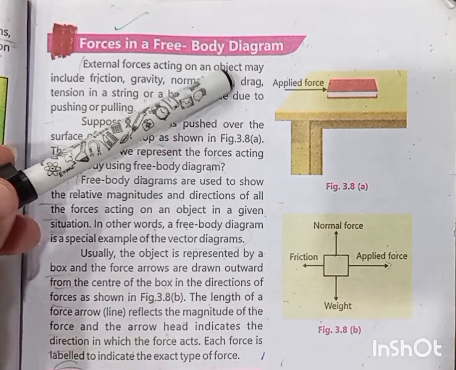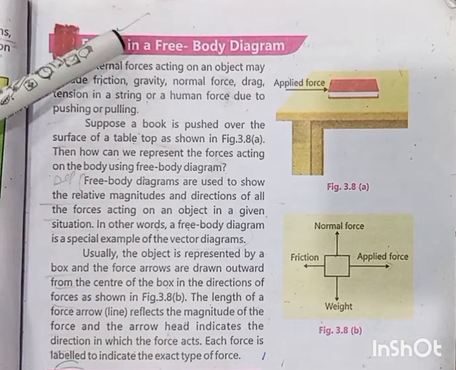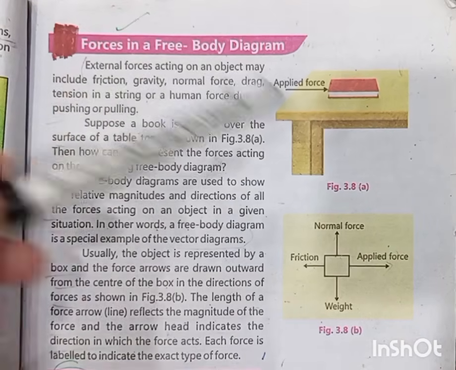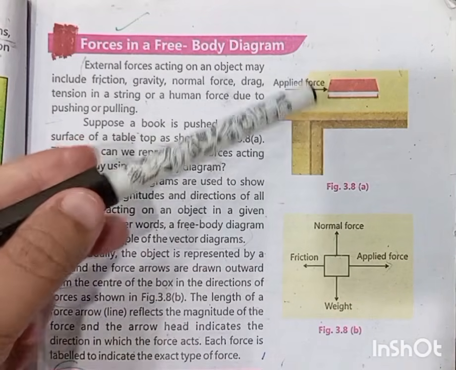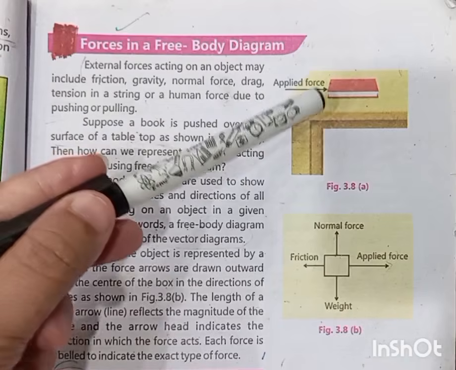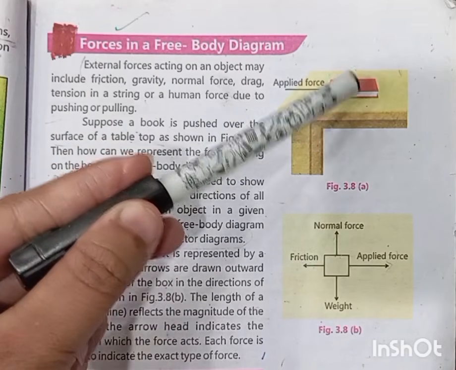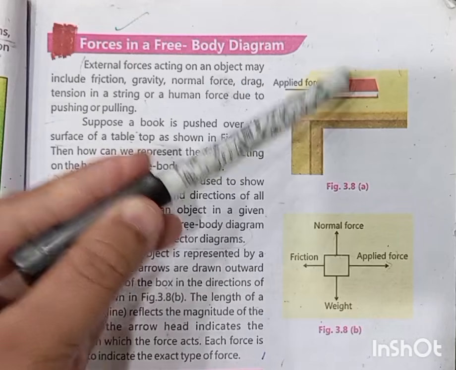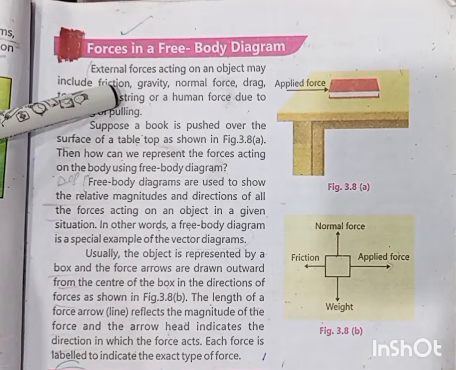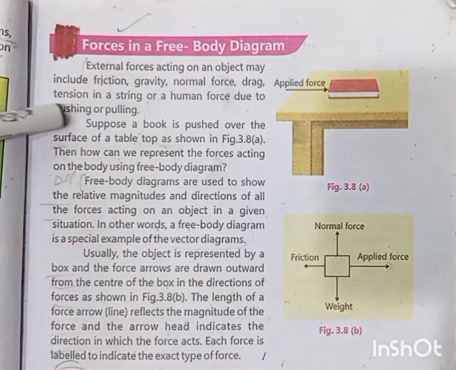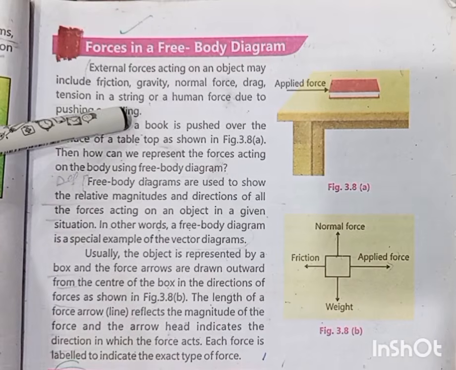In the previous lectures, we discussed contact forces and non-contact forces. There are different types of forces acting on an object. You can see an example of this: a book is lying on a table. Different types of forces are exerted on the table, and the table exerts a force on the book. External forces acting on an object may include friction, gravity, normal force, drag, tension in a string, or human forces due to pushing or pulling.